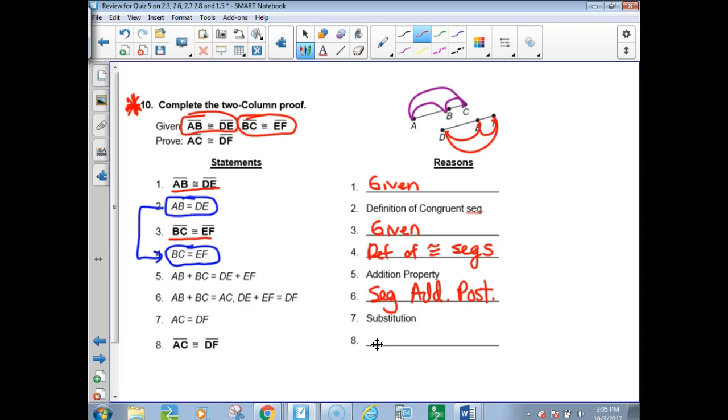And the one we did yesterday, we were using angle addition postulate. Add two angles to get a bigger angle. So this is add two segments to get a bigger segment. Add another two segments to get a bigger segment.